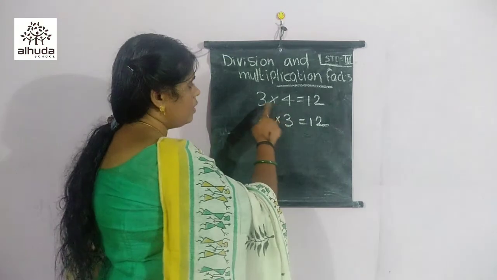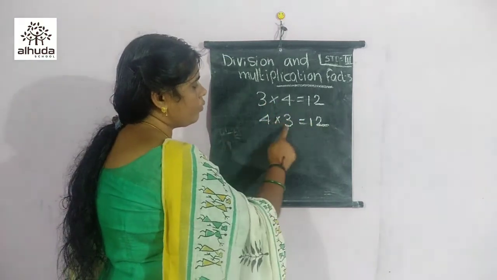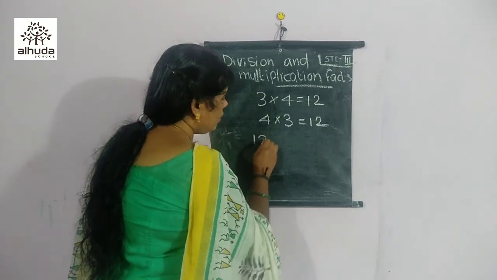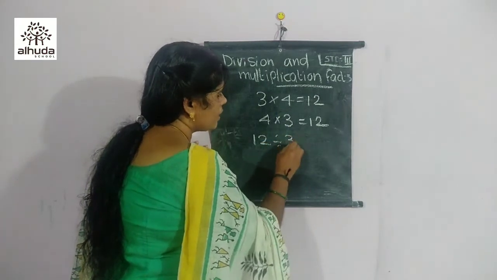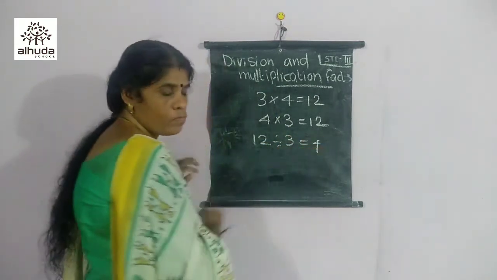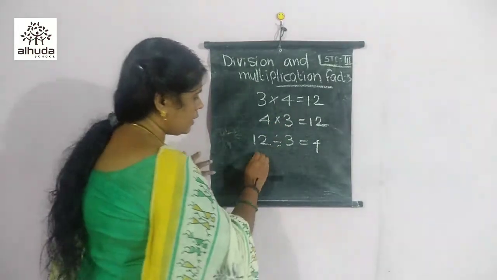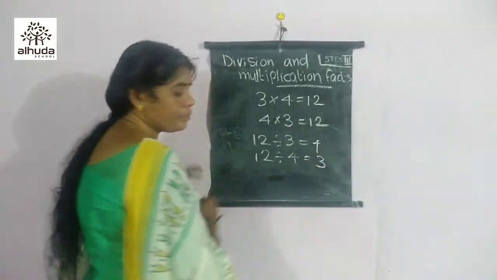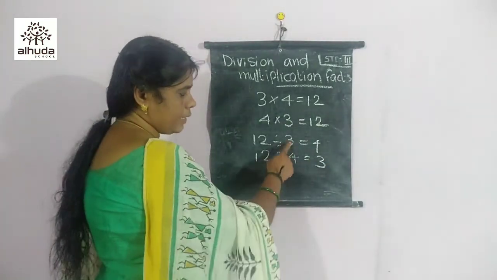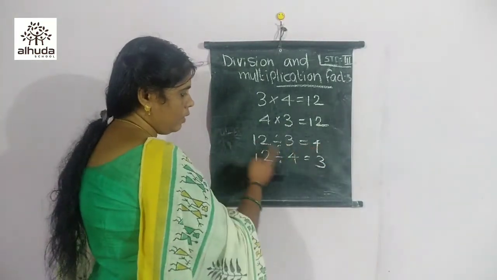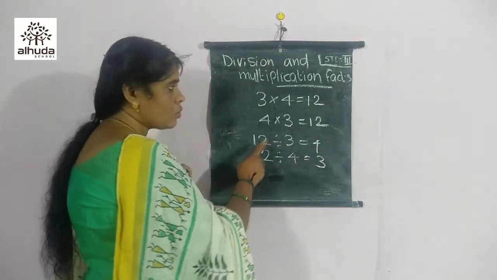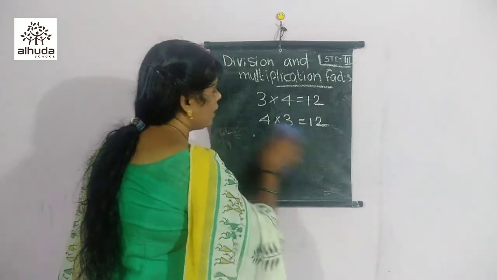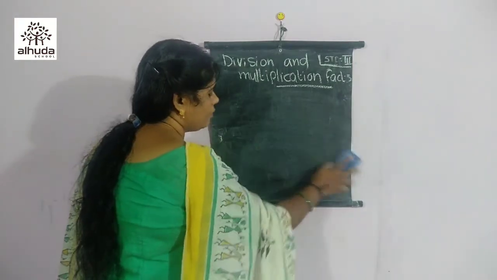So now 3 into 4 is equal to 12 and 4 into 3 is equal to 12. From this we are writing like this. 12 divided by 3 is equal to 4. From this we are writing 12 divided by 4 is equal to 3. Those two facts we are getting. 3 fours are 12, 4 threes are 12. So, when a multiplication fact is given to you, you should write both the division facts from that.